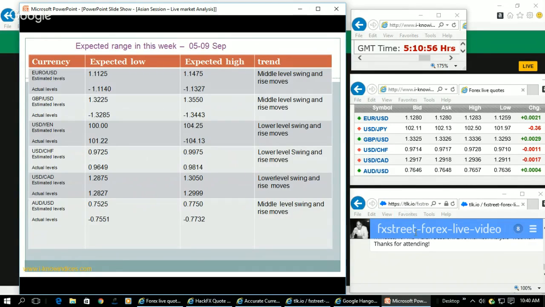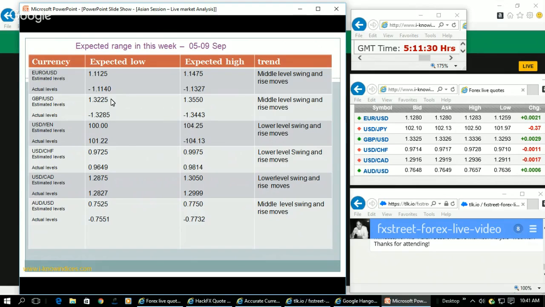Now, this slide shows the levels in which the currencies are expected to swing in this particular week. Euro from 1.1140 gained up to 1.1327 and is currently holding around 1.1280 after forming 1.1327 yesterday, and they are expected to make a small firm up to 1.13 and then start making the slide during the US session.